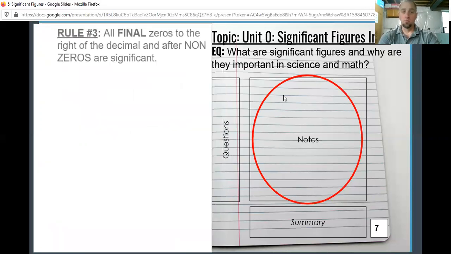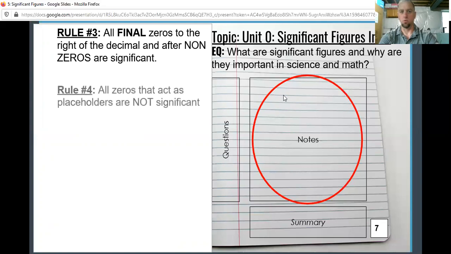Our third rule for significant digits is all final zeros that are to the right of the decimal and, okay, it has to meet both of these, to the right of the decimal and to the right of non-zeros, those zeros are significant. We'll do some examples on this to kind of help us through this third rule.